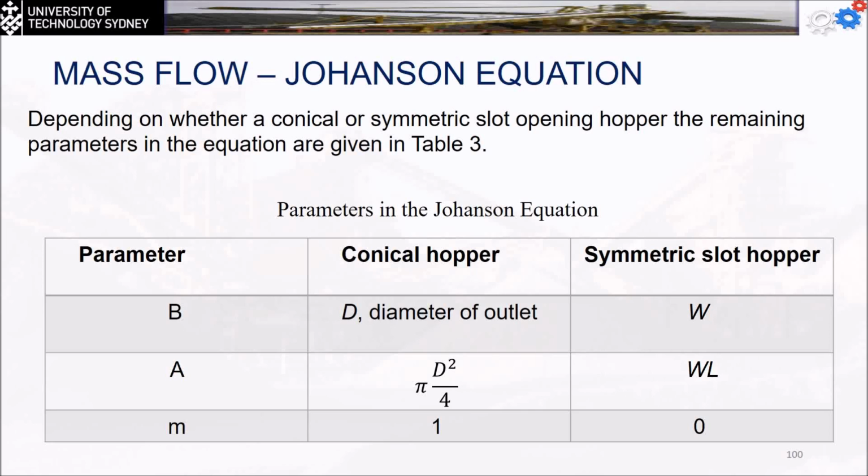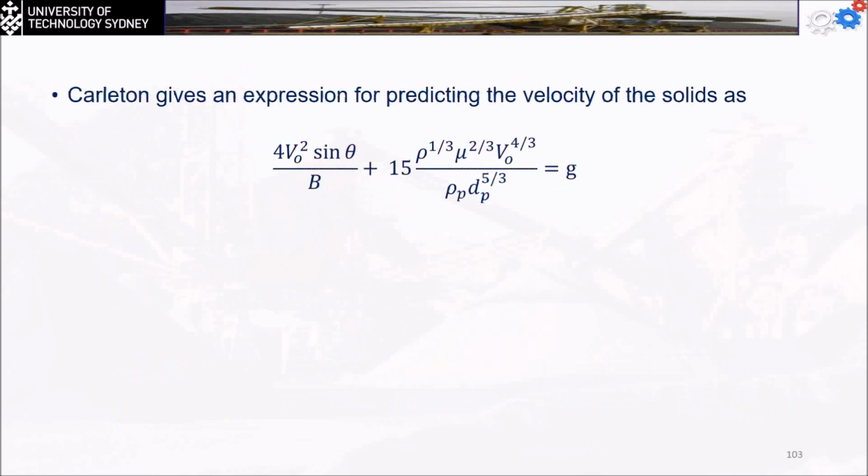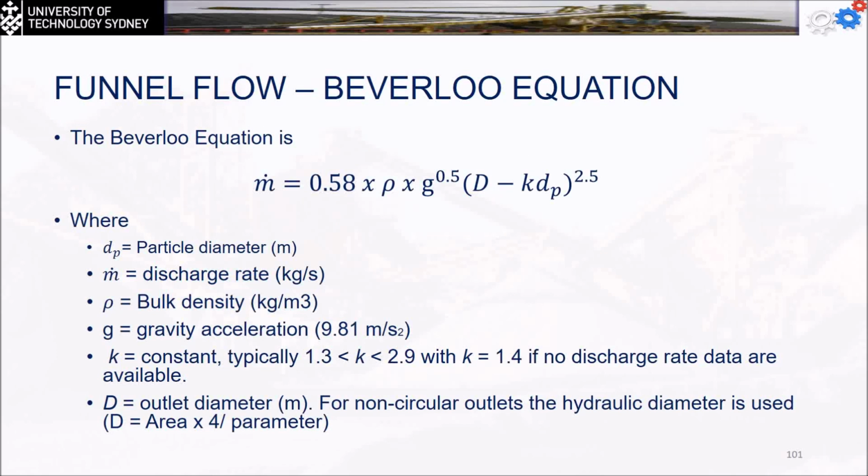The data is going to be this one. Now let's try also with this equation. So let's make a comparison between the values we're going to have from both equations. Just remember this is a fluid flow. The m dot is going to be equal to 0.58 multiplied by rho multiplied by g to the power 0.5 multiplied by (D minus k dp) to the power 2.5. Take the k value as 1.4.